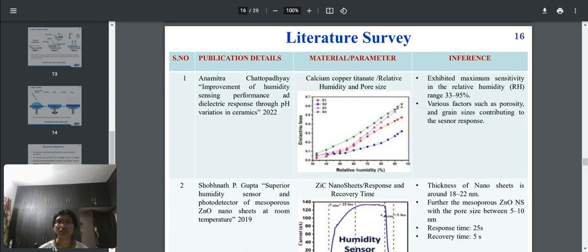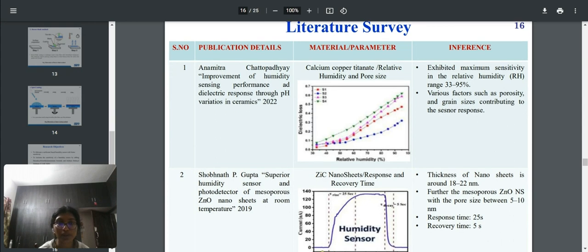So, literature survey. Before the literature survey, the major factors considered for the fabrication of the humidity sensor are sensitivity and selectivity. The sensor should measure only the humidity and should not be affected by any other parameter present in the surroundings. Repeatability, how easily it can be repeated. Linearity, low hysteresis loss, and high lifespan.